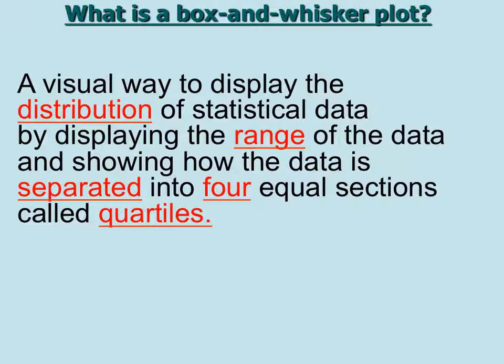So you should have looked at box and whisker plots a little bit in pre-algebra, but if not, here's what they are. It's a visual way to display the distribution of statistical data by displaying the range of the data and showing how the data is separated into 4 equal sections called quartiles. So if you remember seeing these maybe last year, it's going to end up looking something like this. And we'll take a look at those in a second, but it's really just a way of showing data.